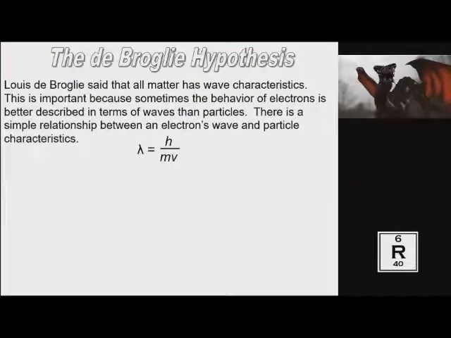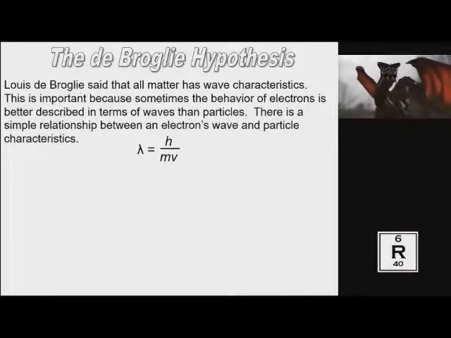All right. The de Broglie hypothesis. Louis de Broglie said that all matter has wave characteristics. This is important because sometimes the behavior of electrons is better described in terms of waves than particles. There is a simple relationship between an electron's wave and particle characteristics.